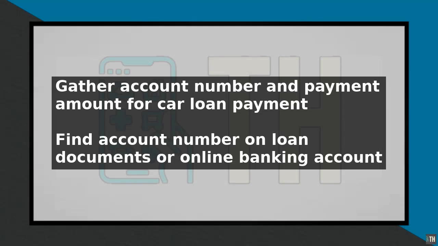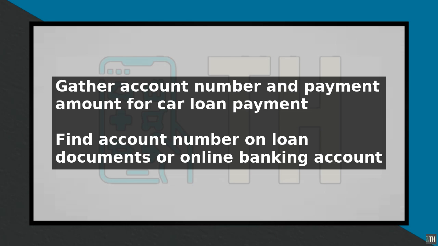To make a Bank of America car loan payment, start by gathering the necessary information, including your account number, payment amount, and payment method. You can find your account number on your loan documents or by logging into your online banking account. First, go to the Bank of America website and click on the Sign In button to access your online banking account.